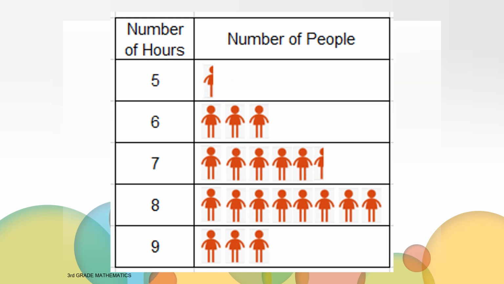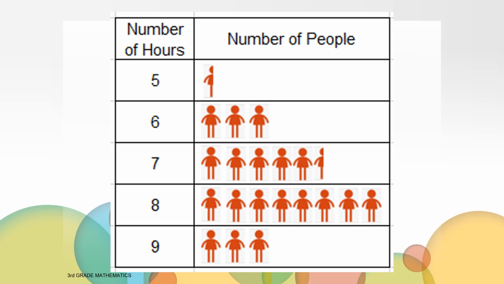The final three numbers of hours are 5, 7, and 9. Is that what you predicted? Did anything surprise you? Maybe you noticed the half a person. What do you think that means?